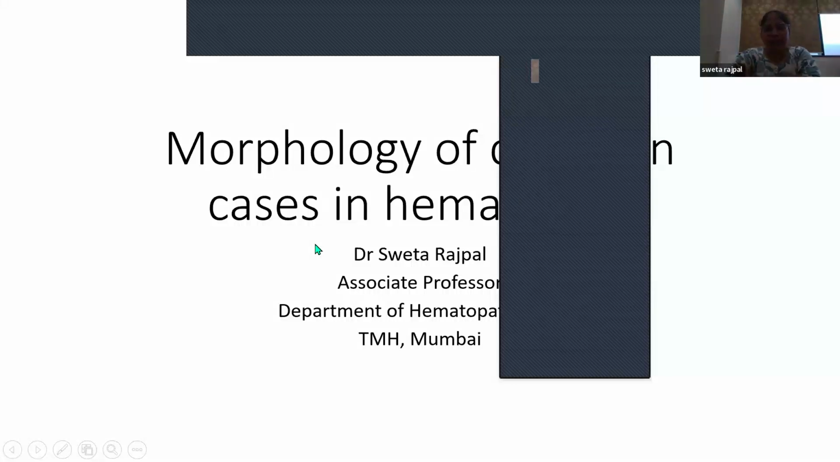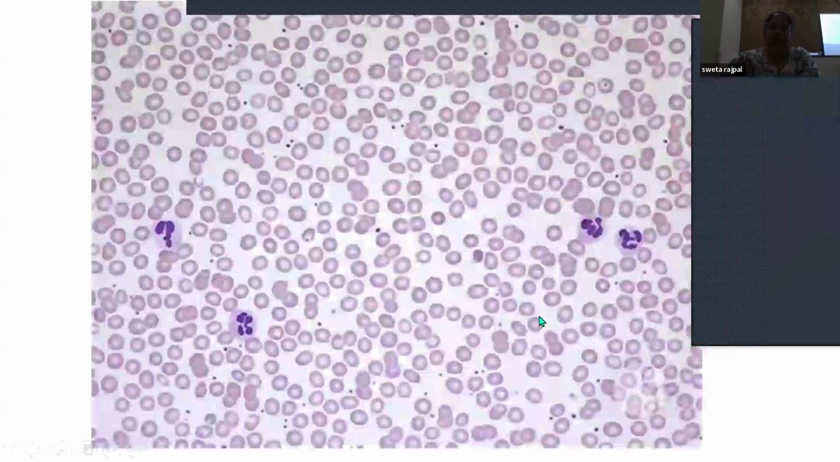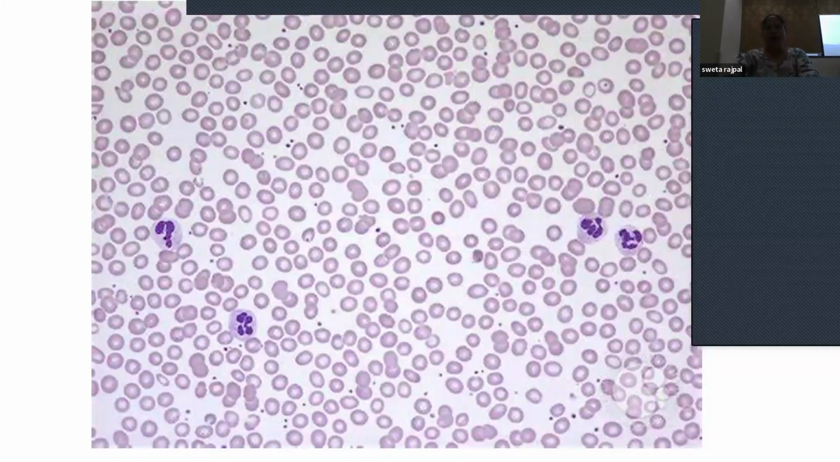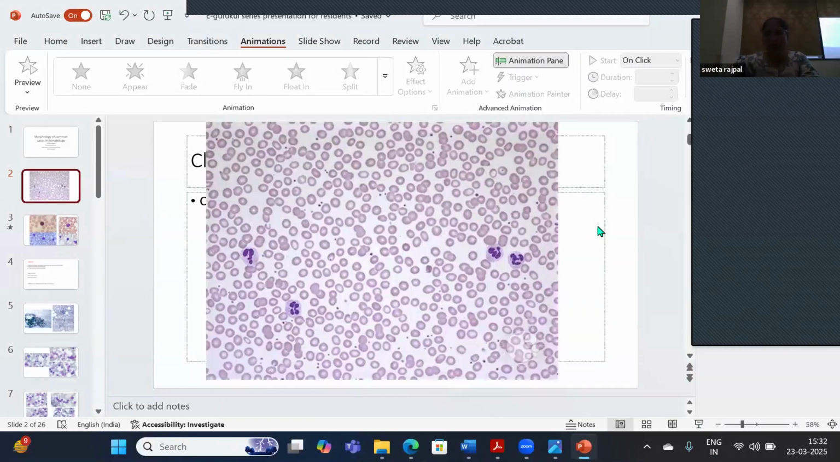I'll be taking a few cases that are common in hematology. Before going to the cases, let's look at the morphology of normal cells in the peripheral blood. What are these cells? These are four-lobed, five-lobed, three-lobed cells that we see on morphology in the peripheral blood. Yes, neutrophils. So we see neutrophils here.